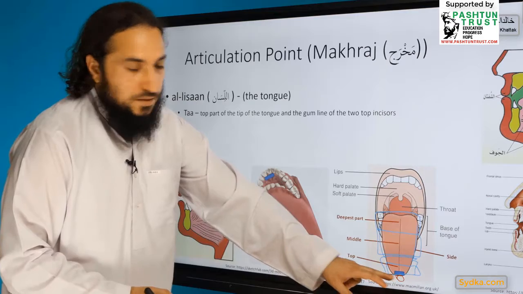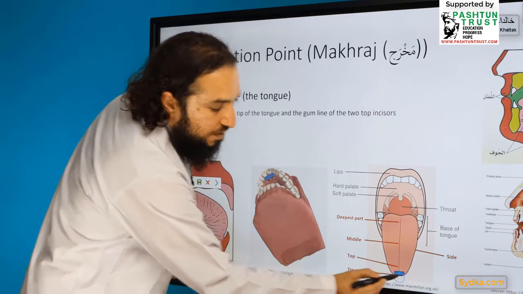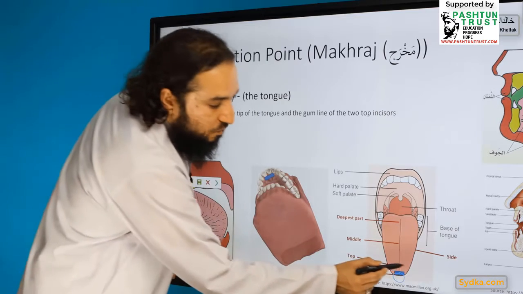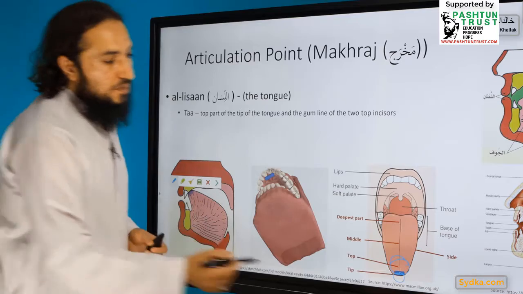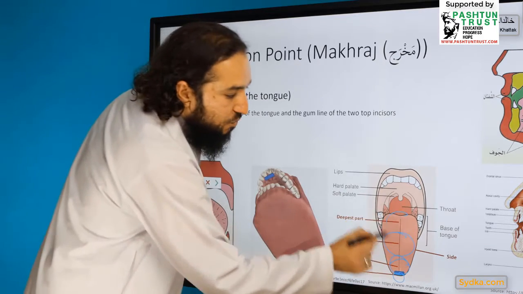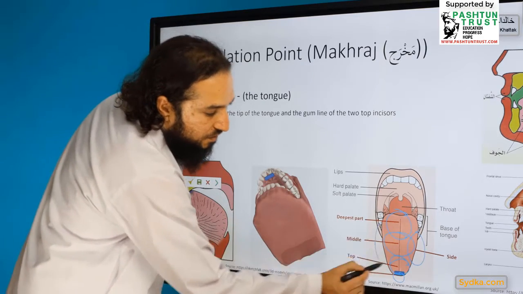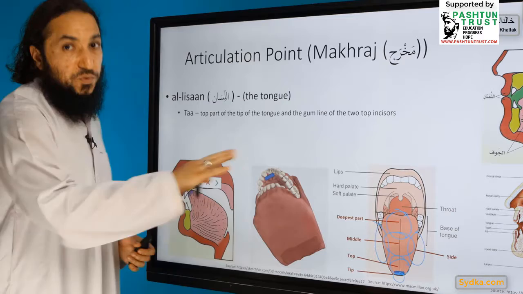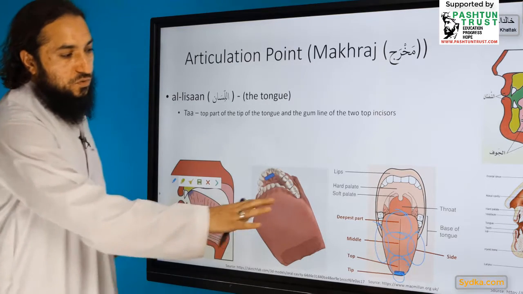The first one is called the tip of the tongue. Second one is the top part of the tongue. This one is the middle part of the tongue, and this one is the deepest part of the tongue. And we have the sides of the tongue, because all these parts will be used in future sessions. So that's why you need to know this.